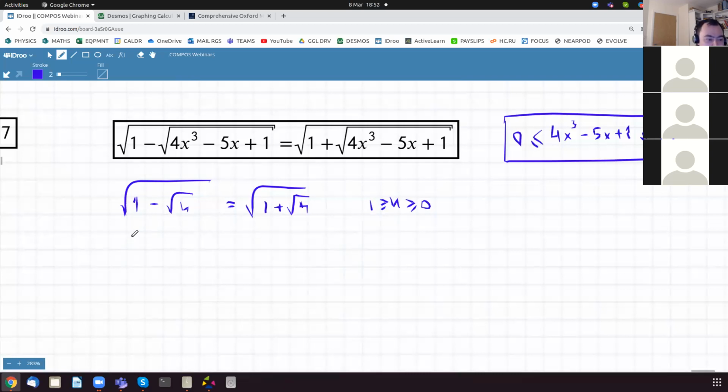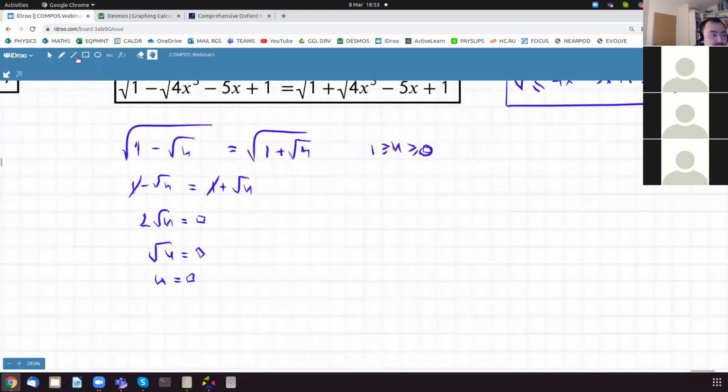Okay, so you square both sides, it's going to be 1 minus square root u equals 1 plus square root u. 1 cancels, you get 2 square root u equals 0. So square root u equals 0, u equals 0. Does that satisfy this? Well, yes, u can be 0, so there's no problem with that. And all we need to do is reverse substitute. So you got 4x cubed minus 5x plus 1 equals 0.